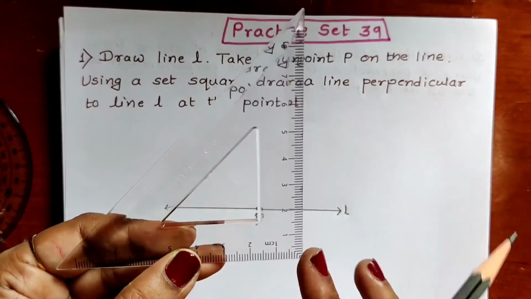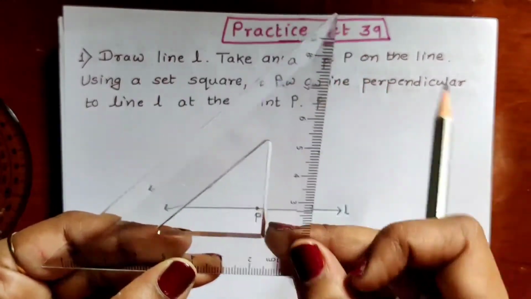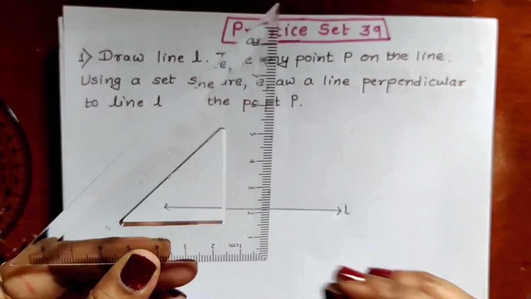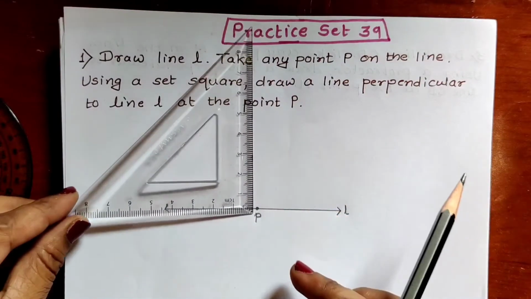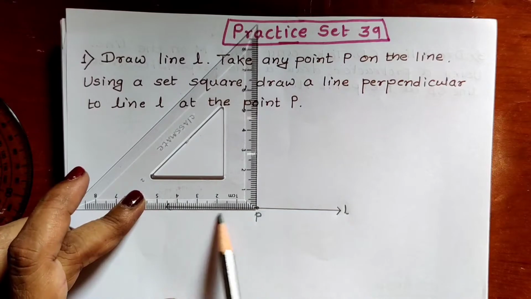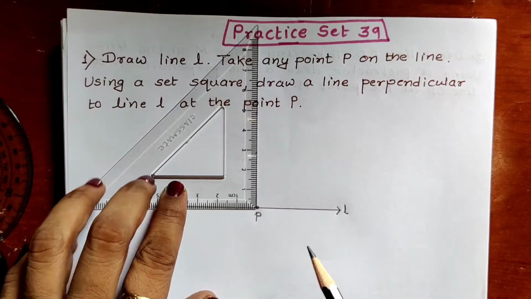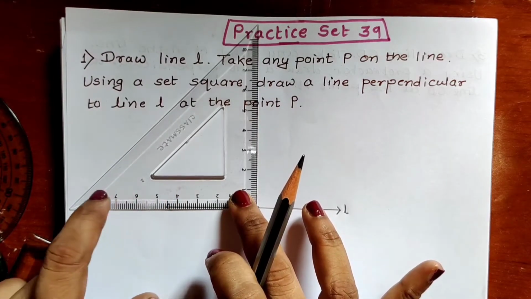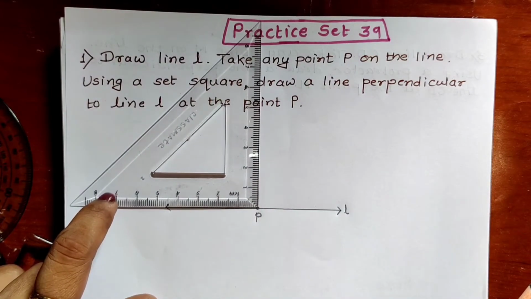So these two sides, the vertical side and the base or horizontal side, are the sides forming the right angle. One side we have to place in such a way that it coincides with line L, and the other side should pass through point P. In this way we have to place our set square. Can you see how I have placed the set square? In this way we will have to place it.